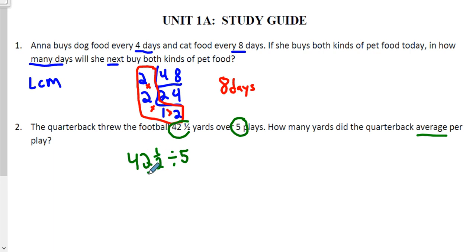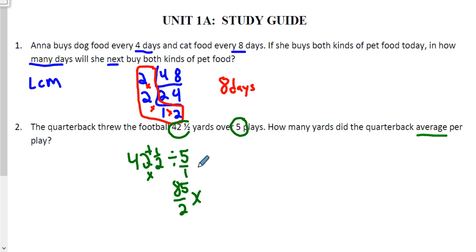So it's denominator times whole number. So 2 times 42 is 84 plus numerator. So 84 plus 1 is 85 over 2. Opposite of division is multiplication. And I need to find the reciprocal. Remember, a whole number, to turn it into a fraction, I simply put a 1 under it.